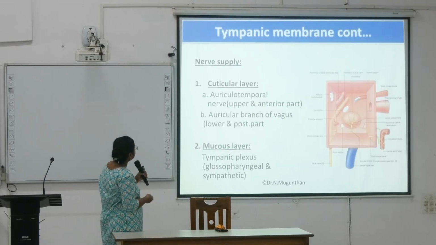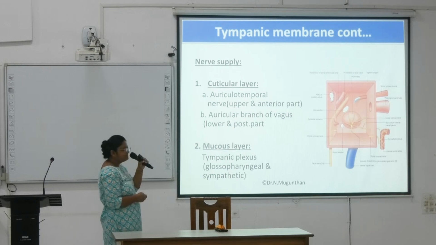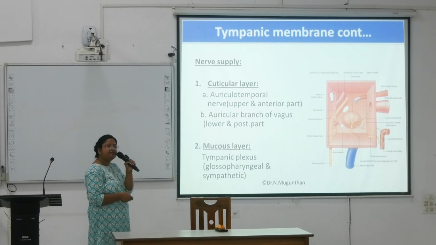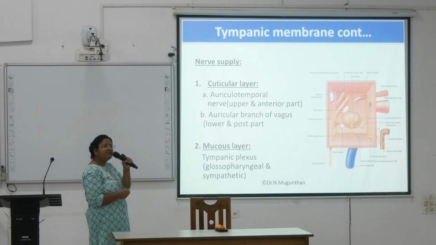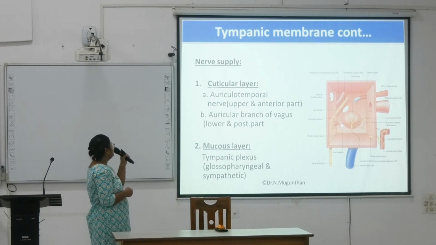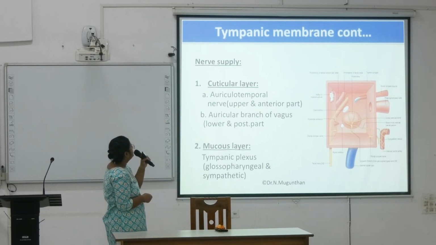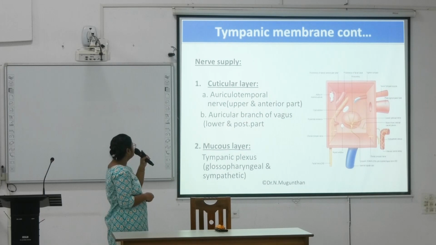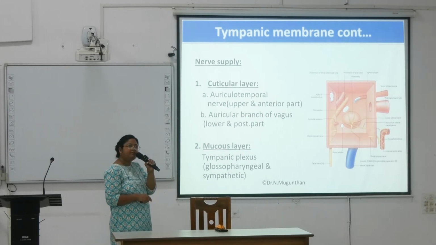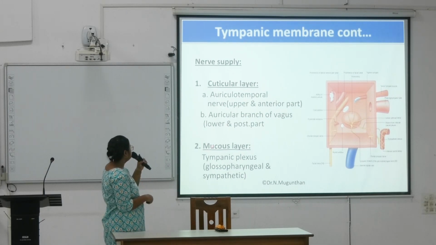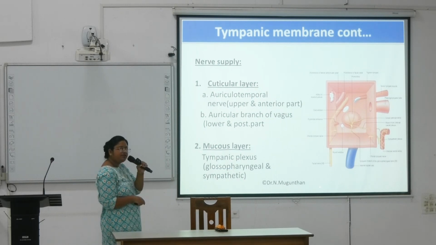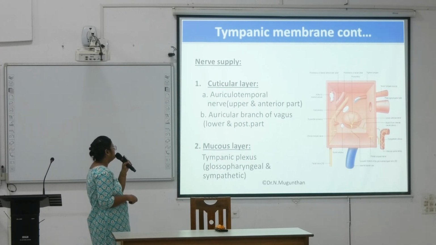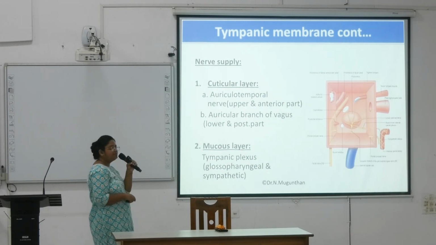Okay. Next we go to the nerve supply. The cuticular layer, the outer skin or continuous with skin, is supplied by the auriculotemporal nerve in the upper and anterior part, and the auricular branch of the vagus in the lower and posterior part. Next is the mucous layer. The mucous layer is the innermost layer. It is supplied by the tympanic plexus formed by the glossopharyngeal nerve fibers and sympathetic fibers.